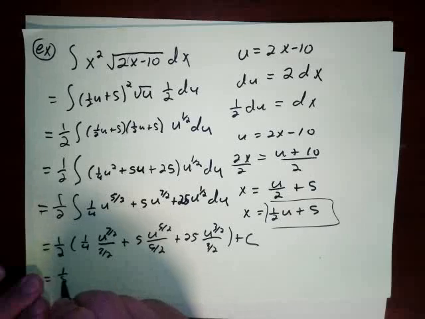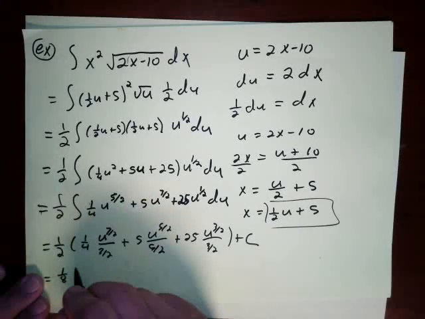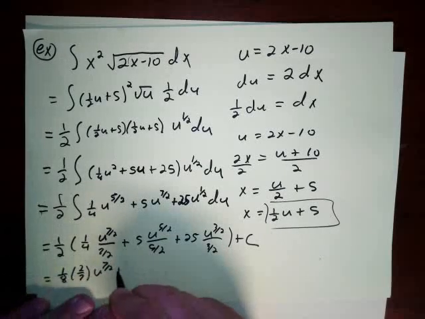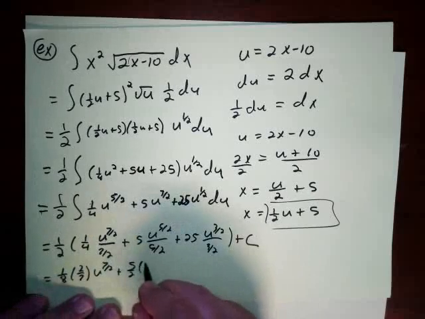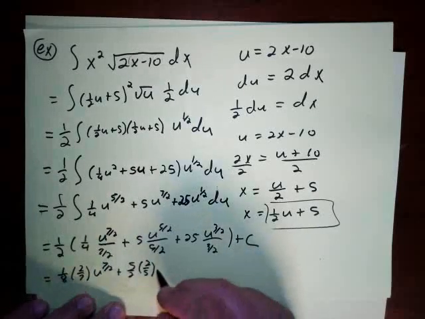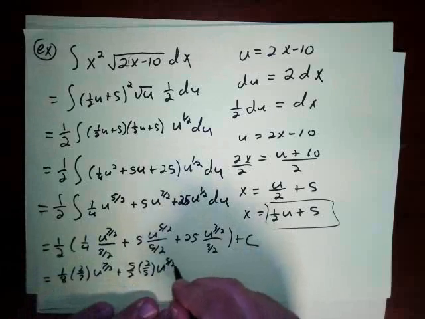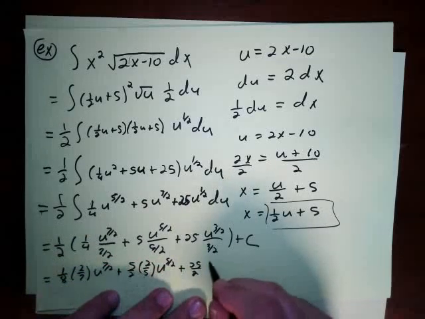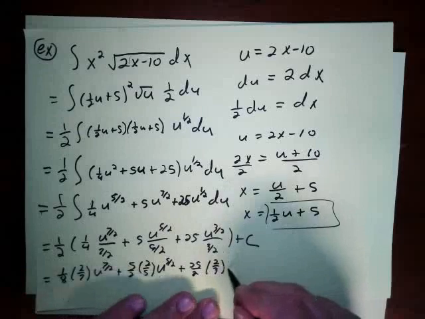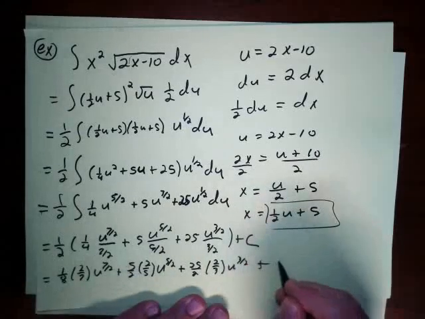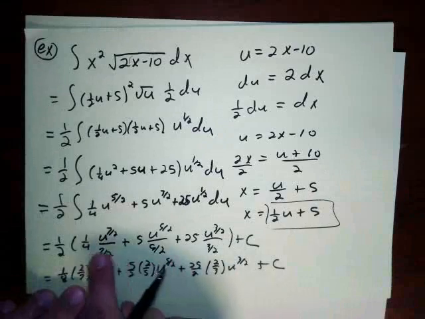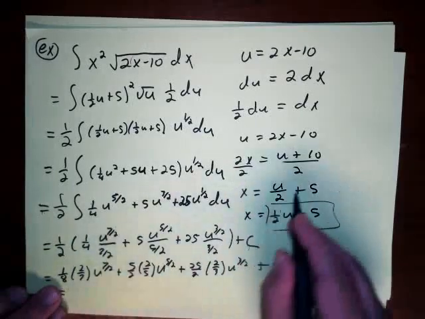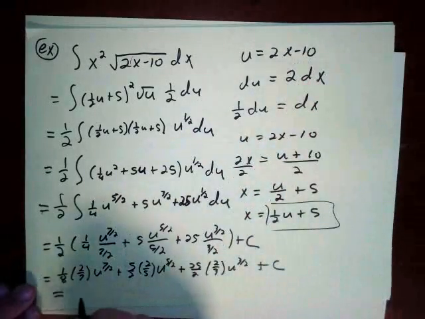So I'll do 1/8, and then I'll invert this and do 2/7 u to the 7/2 plus, and this would be 5/2, 2/5 u to the 5/2 plus, and then this would be 25/2, 2/3 u to the 3/2 plus c. So what I did is I inverted each of these and distributed the 1/2 through. So now I can multiply, and then I'm going to substitute the original 2x minus 10 in.